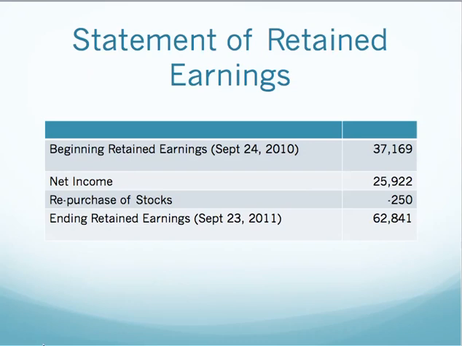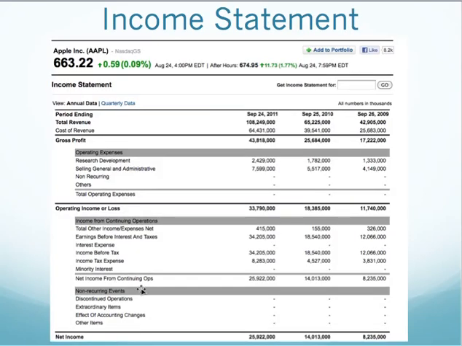Now, I took the liberty of sort of simplifying it, and what the retained earnings does is that it tells the reader what did it do with all the earnings that it has earned since the beginning of time? Therefore, retained earnings. So there's a couple of numbers I'd like you to take a look at. The first one is net income, the 25,922. Notice that is the same as this number down here, 25,922.